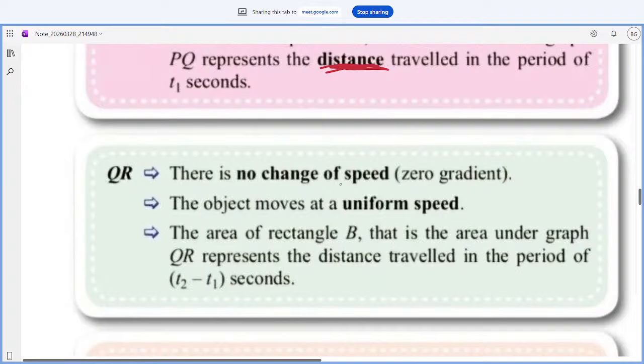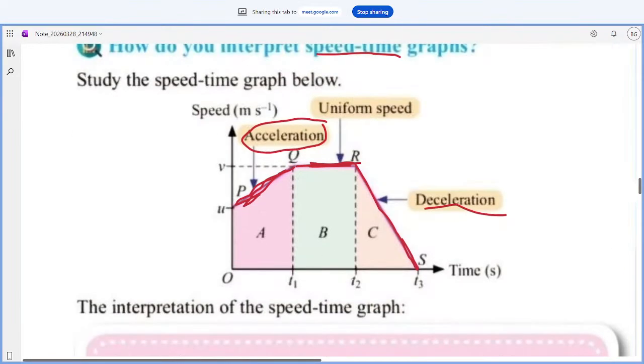And then for QR, there is no change of speed. That's why zero gradient. Tak ada perubahan laju. But be careful guys, the object is still moving. It's just no change of speed. They never say stationary. It's just constant speed or uniform speed. Laju malar. And they say that the area of rectangle B, that is area under graph, represents the distance traveled. So same thing. Area under graph is T2 minus T1 times V, rectangle.